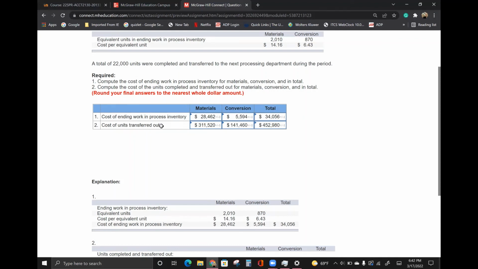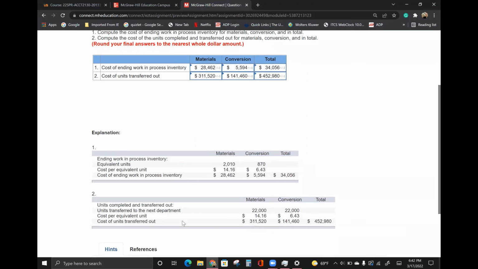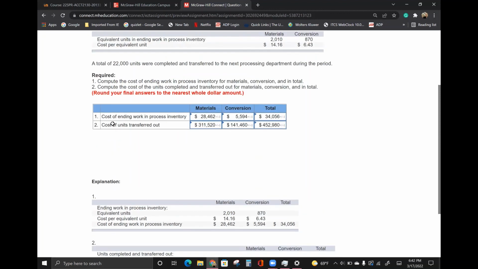Cost of units transferred out. It tells us that we had 22,000 units. So we're going to take that 22,000 units and the cost per equivalent unit, which is the $14.06. So we're using the same numbers and we're just multiplying. So we had 22,000 times 14.16 and we get our cost for materials. Do the same thing for conversion and then add them together. So cost of units transferred out, those are your costs.